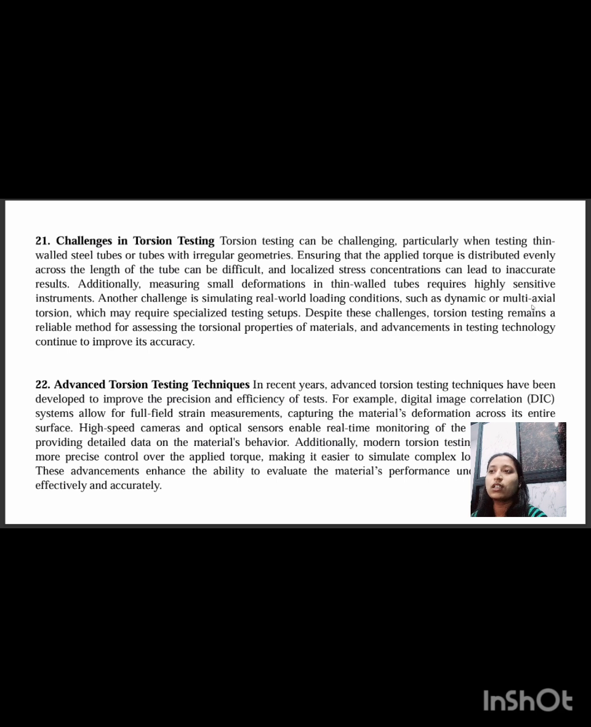Advanced torsion testing techniques. In recent years, advanced torsion testing techniques have been developed to improve the precision and efficiency of tests. For example, digital image correlation (DIC) systems allow full-field strain measurement, capturing the material's deformation across the entire surface, providing detailed data and enhancing the ability to evaluate how materials perform under torsion more effectively.